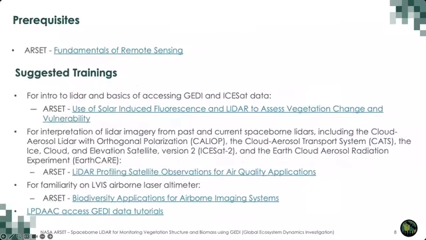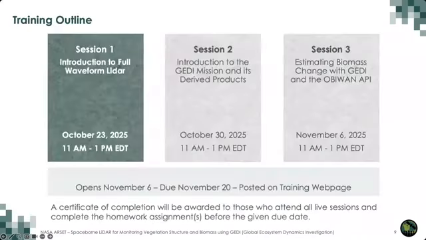The only prerequisite for this intermediate level course is the ARSET training on fundamentals of remote sensing. Here we provide 3 other suggested trainings, as well as a resource from the Land Processes DAAC, which has a number of data tutorials for JEDI. And the other 3 trainings are ARSET trainings. All of them are available on our training webpage.